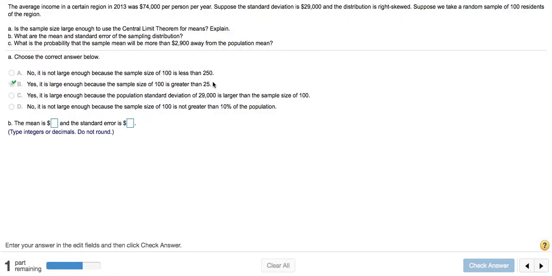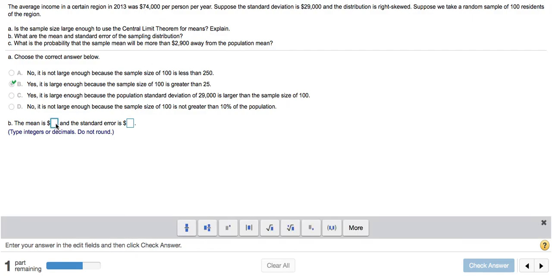Okay, once you go past 25, then the distribution for the means becomes normal, meaning you can use a normal distribution. Now the mean for this sampling distribution is going to equal the mean for the distribution here, which is $74,000. So those two things are the same. The mean here is the same as the value here.